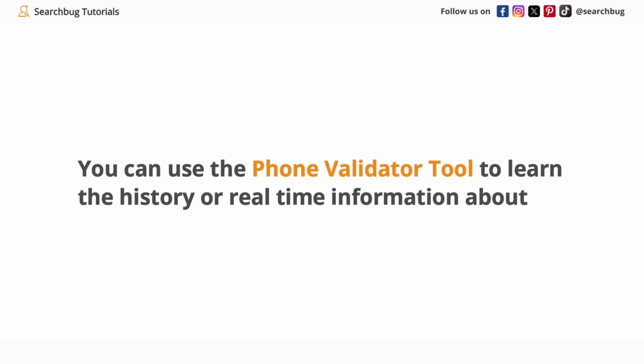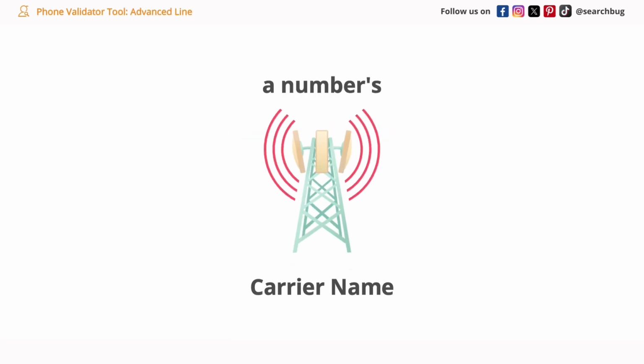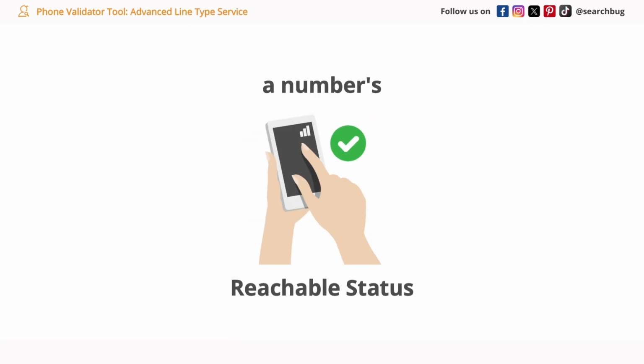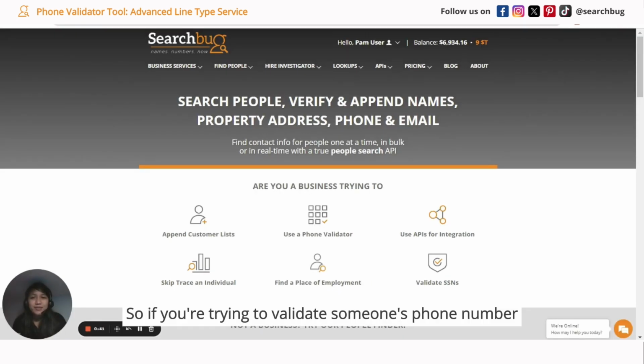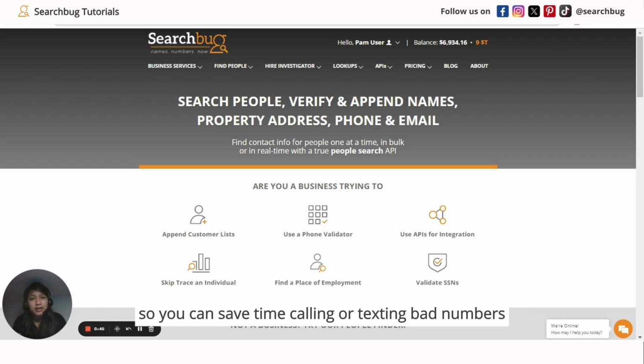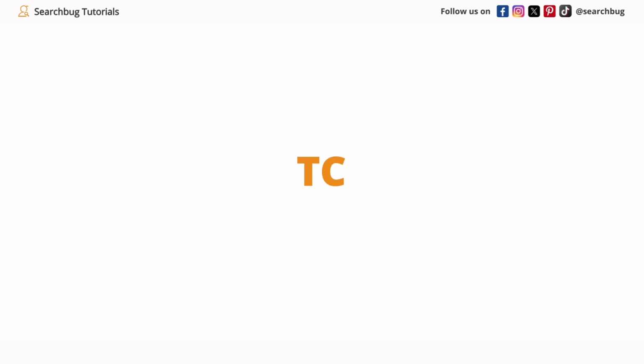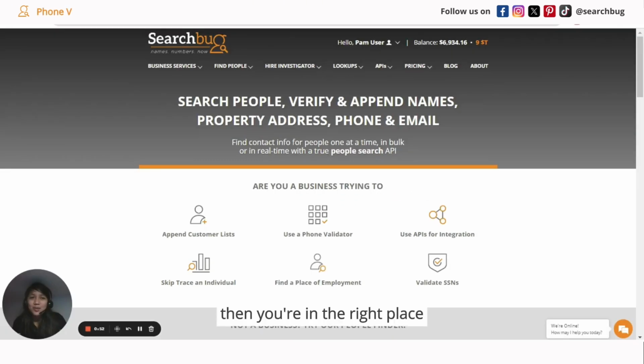So you can use a phone validator tool to learn the history or real-time information about a number's line type, the carrier name, the location, reachable status, or if it's on the do not call list, and much more. So if you're trying to validate someone's phone number so you can save time calling or texting bad numbers, or you wanted to avoid TCPA fines, then you're in the right place.